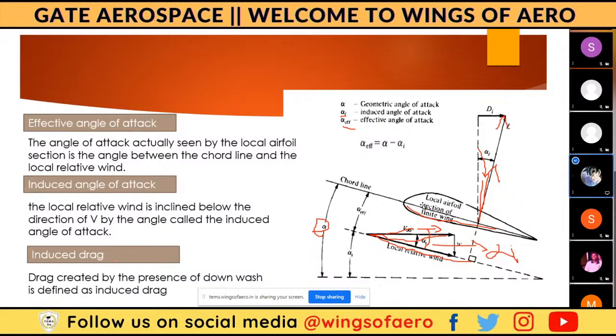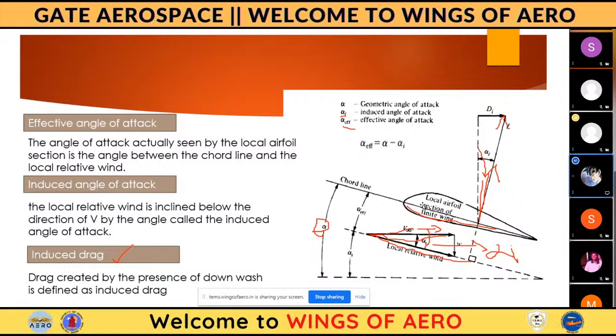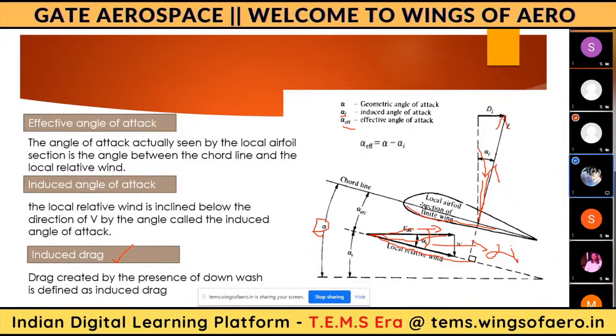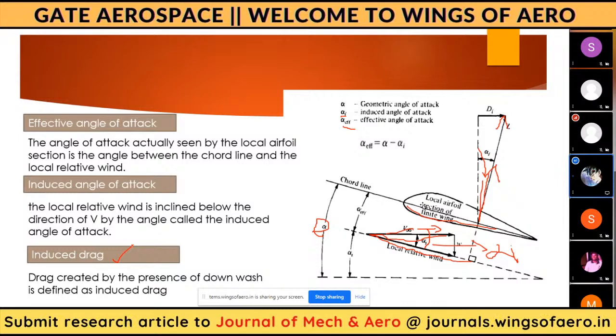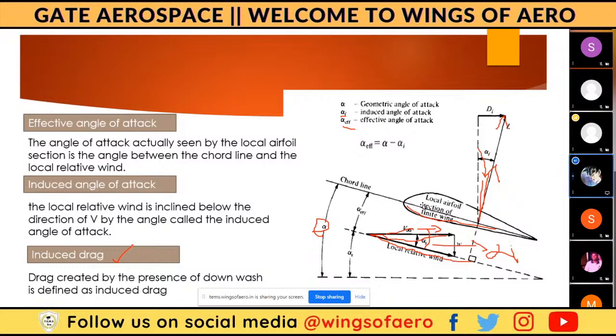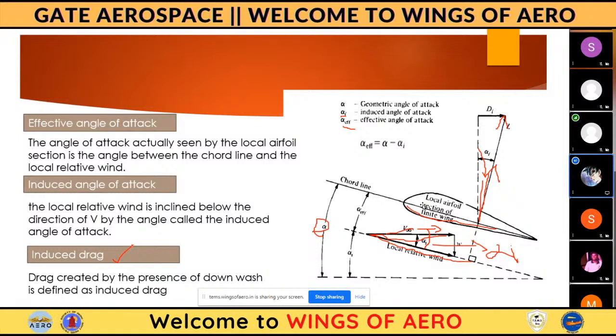So then the next thing is induced drag. Induced drag is the most important part of the drag, because 25% of drag is contributed by induced drag for most of the wings. So induced drag is drag due to lift, that is lift induced drag. We will call it lift induced drag or induced drag. Drag which is created because of the lift created on the wing is called induced drag.